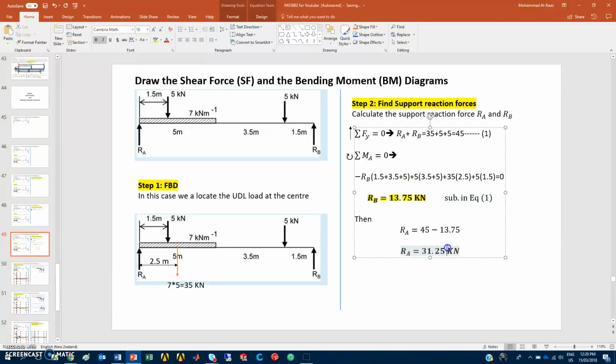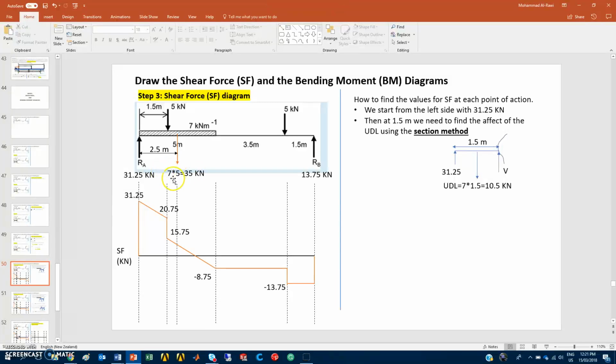kilonewtons. I'll highlight it. Now we take this value and substitute it in equation 1. We get RA equal to 45 minus 13.75. I'll highlight this again for you to see what we have done. You can work this out when you're watching this video, and you can pause the video and go through it. Now let's continue with the rest. Since we have found RA, I'll put the values in the diagram: 31.25 kilonewtons and 13.75 kilonewtons.